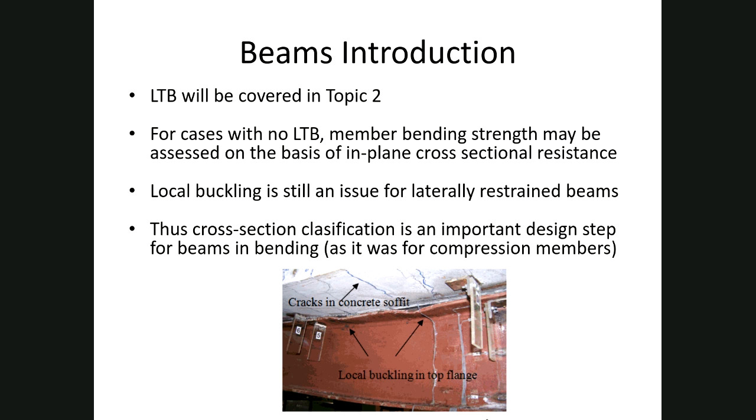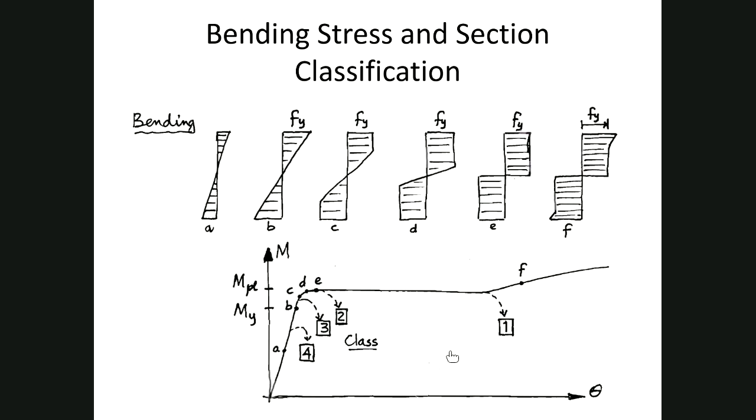Okay, so cross-section classification is a very important design step for beams in bending, as it was for the compression members. So this is how we classify the section. This is a plot of moment versus rotation. So if I had a beam and I put a moment on one end and a moment on the other end, so there's a couple there on the beam, then that beam is going to deflect down. And how much that deflects down by, that angle here, that's theta. So that's the angle theta. This is the moment that we're putting on the end.